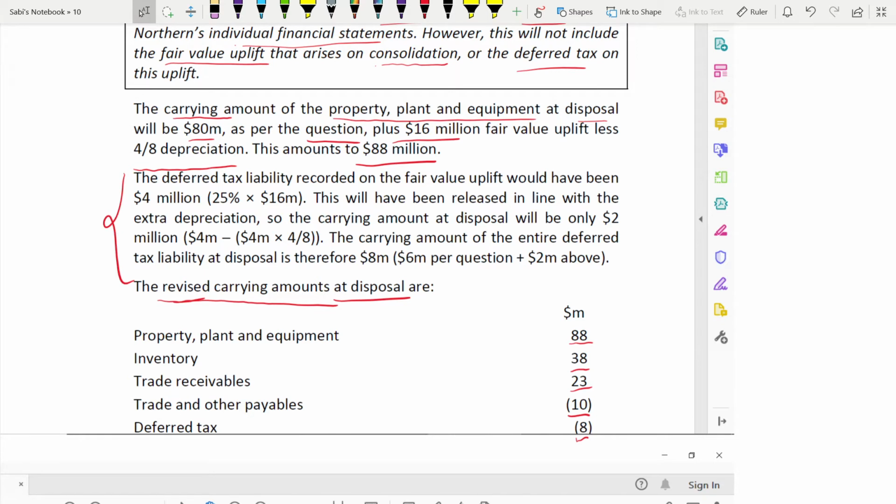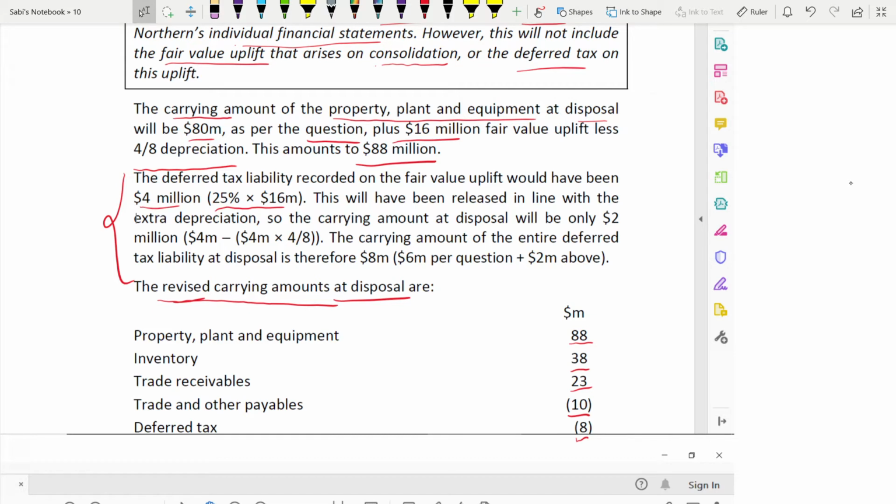See, always they give a paragraph, then they give the calculation. First they explain, then they give the paragraph, then you do the calculation. So it's easy for you to understand the logic behind the calculation, how you got 8 million. Deferred tax liability recorded on fair value uplift would have been 4 million. How? Because fair value uplift was 16, out of that 25%, so 4 million. This will have been released in line with extra depreciation.